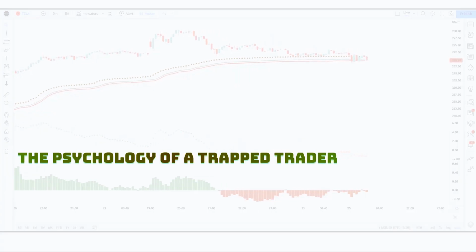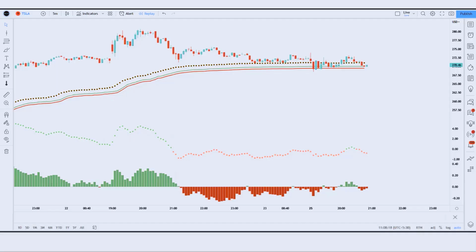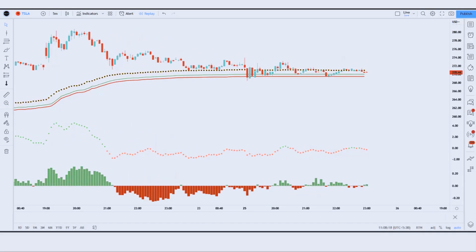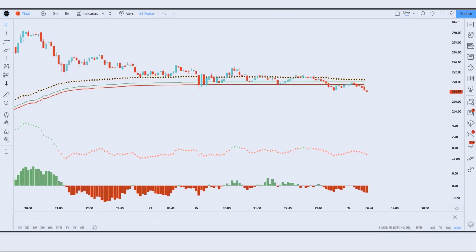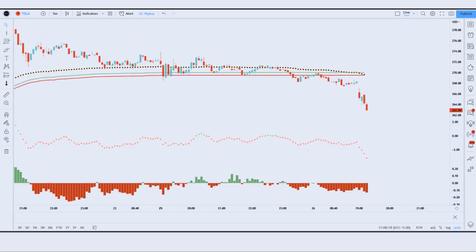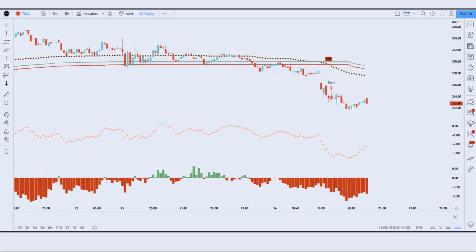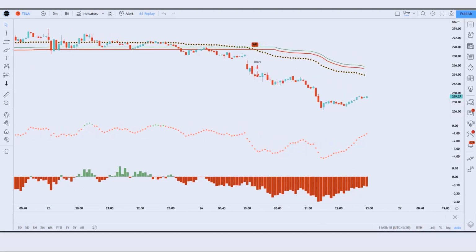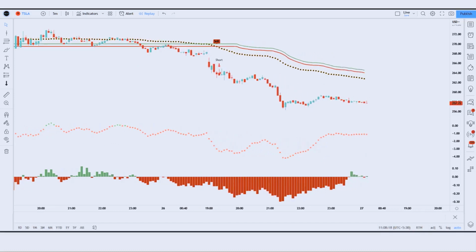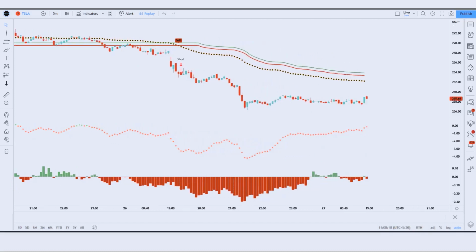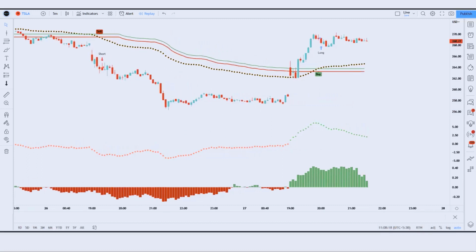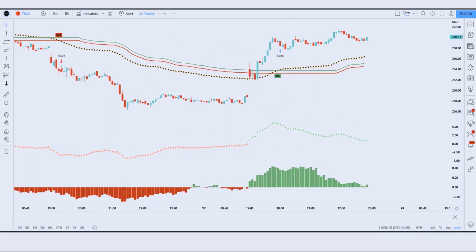The psychology of a trapped trader. When you place a trade, you expect the market to move in the direction you anticipate. If the market begins moving in the opposite direction, your fear takes over. You will continue to hold the losing trade, hoping the market could still come back to your entry point. On some occasions the market will end up coming back to where you entered, and you will be able to close your trade at a small loss or even better, at break-even.